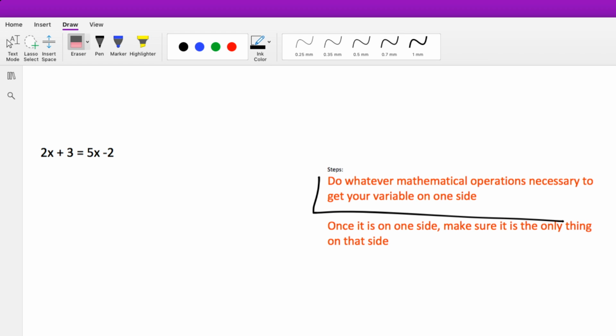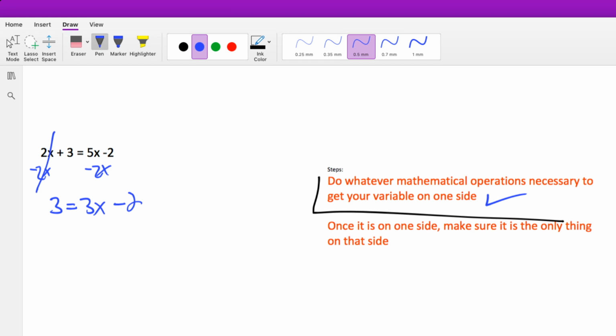How do we get it on one side? I'm going to subtract 2x from both sides, because if I subtract 5x, I'm going to get a negative 3x, and I don't want to have to work with a negative 3x already. So I'm going to subtract this 2x, minus 2x. These go away. Now I have 3 equals 3x minus 2. Great, so we got our variables on one side.